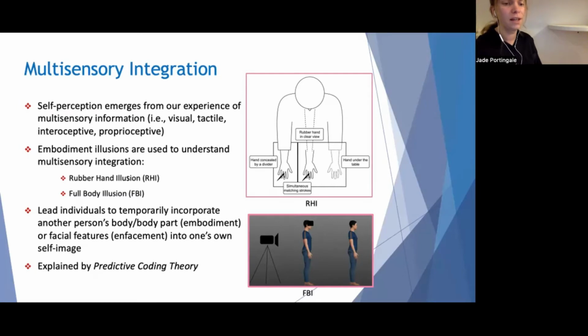And the full body illusion, which is shown here, applies the same principles as the rubber hand illusion to one's entire body and is often induced in virtual reality, whereby participants share a multisensory experience with an avatar who they observe through a head-mounted display. And overall, embodiment illusions reveal important facets of self-perception, namely that bodily representations are malleable and can be updated by multisensory input.